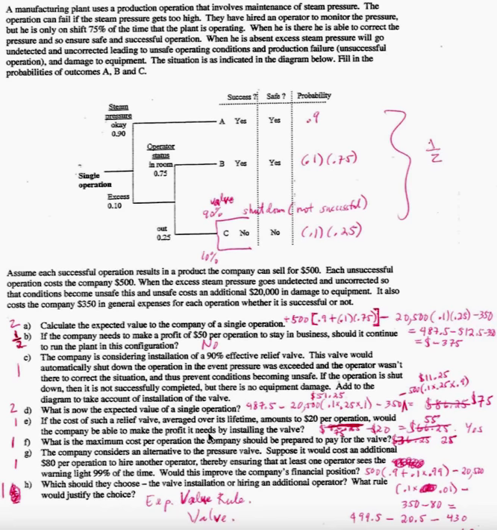If the cost of such a relief valve, or average over its lifetime, amounts to 20 per operation, would the company be able to make the profit it needs by installing the valve? Yes, because it's 75 minus 20, which is still $55 profit. What's the maximum cost per operation the company should be prepared to pay for the valve? Well, if it wants to break even, right, then 25 is the most they can pay.